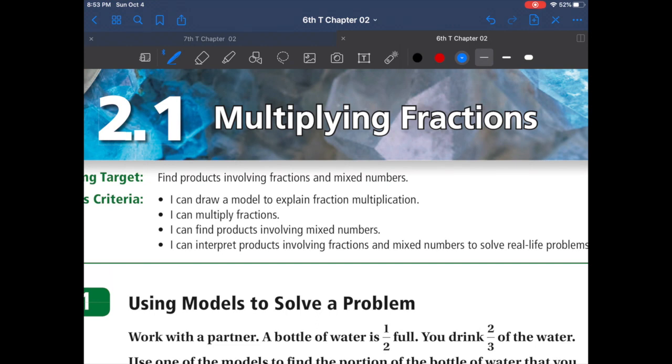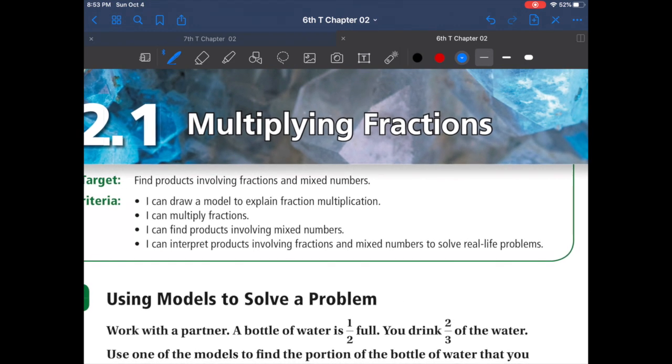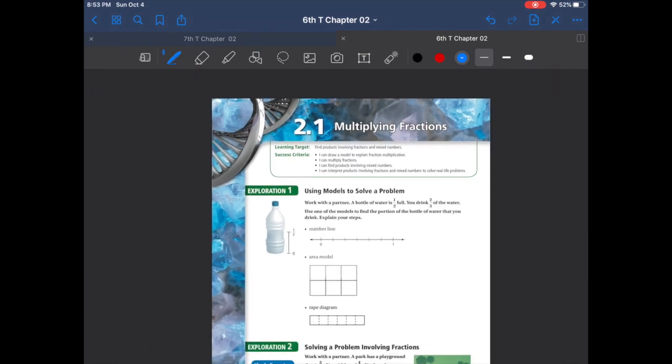Hello everyone. Today we are on chapter 2, lesson 2.1. In this lesson we will learn how to multiply fractions. You will be able by the end of this lesson to find products involving fractions and mixed numbers. You'll be able to draw a model to explain the fraction. You'll be able to multiply fractions. You'll be able to find products involving mixed numbers. And then last but not least, you'll be able to interpret some products using some real life problems. Okay?